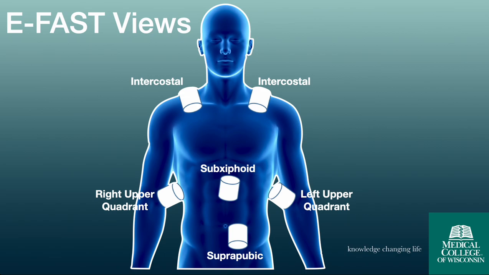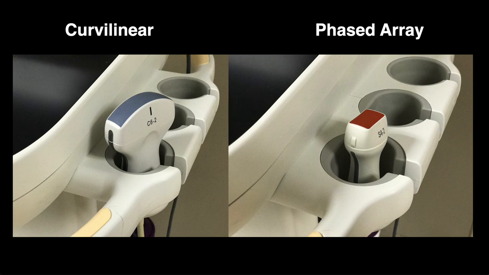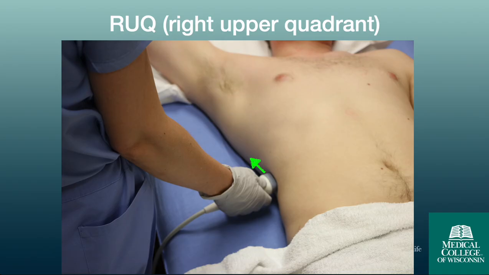Our main views are seen here. We usually use six main views. We look between the ribs on both sides, the intercostal view, looking for a pneumothorax. The subxiphoid view is used to look at the heart, and we look for free fluid or blood around it. And then the three other views, the right upper quadrant, the left upper quadrant, and suprapubic view, are generally used to look for free fluid in the abdomen. The probes that we generally use for this are the curvilinear or the phased array probe. Either are acceptable, and you'll see clinicians using both.